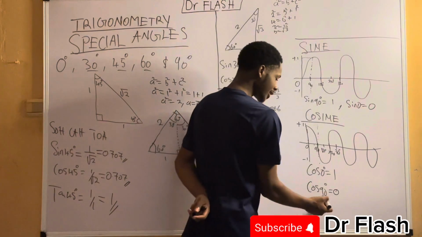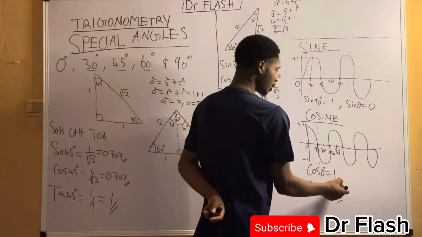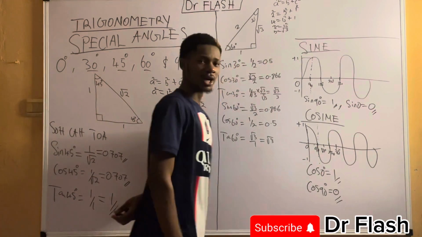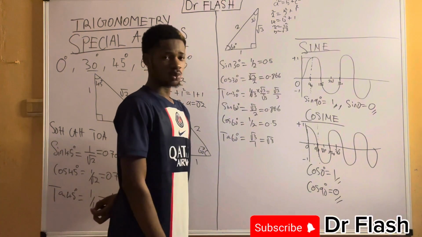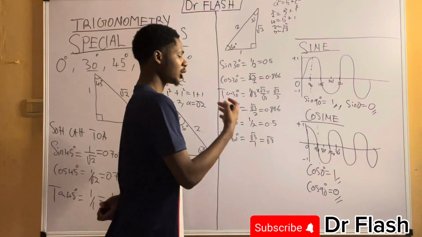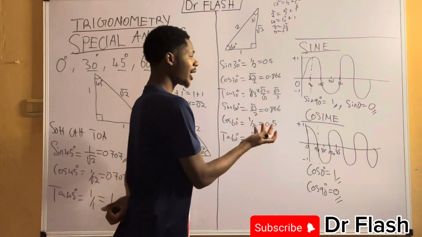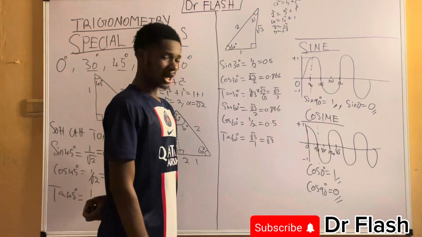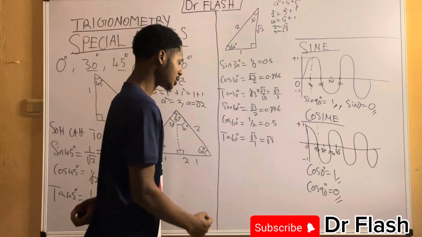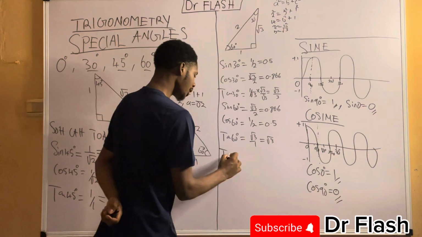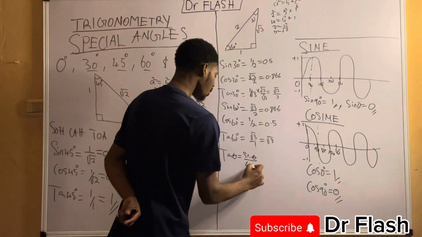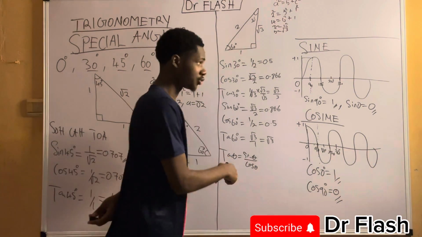Okay, so cos 90 is 0, cos 0 is 1, sin 90 is 1, sin 0 is what now? 0. Now, how about the one of tan? Ladies and gentlemen, for tangent, it will prove difficult to find the values of 0 and 90 degrees. For that case, here is what we'll do. We'll make use of the formula tan theta is sin theta over cosine of theta. This is something we're going to do right away.